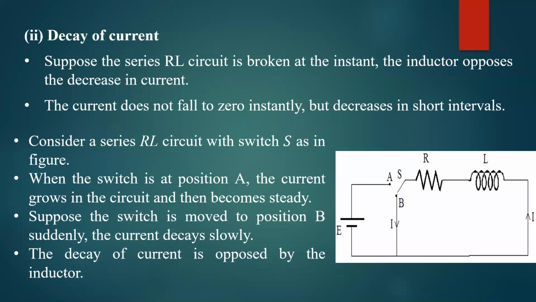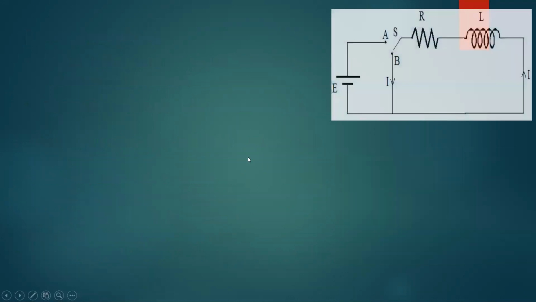The decay of current is opposed by the inductor. Basically, this decrease of current is going to take place slowly because of the electromagnetic induction, because the inductor will oppose the variation in current, whether decrease or increase. So here the current is decreasing and the inductor will oppose that. How does the current decrease? We have to obtain the expression for current as a function of time. That is our aim. So let us apply KVL and simplify.